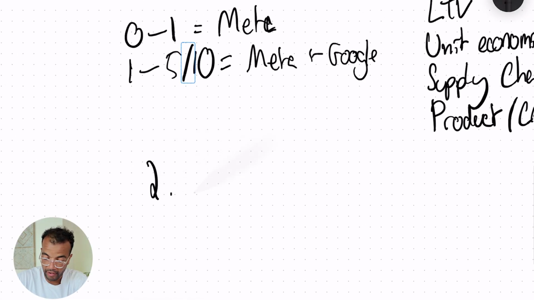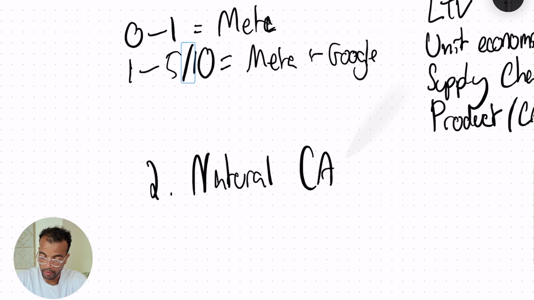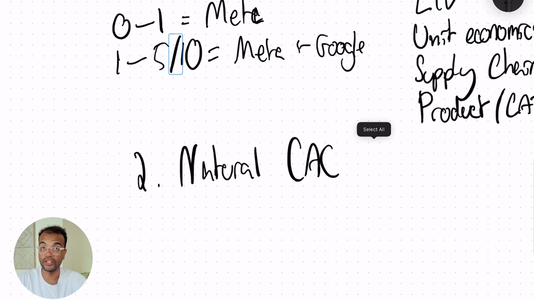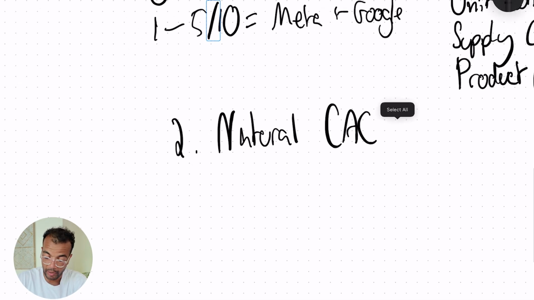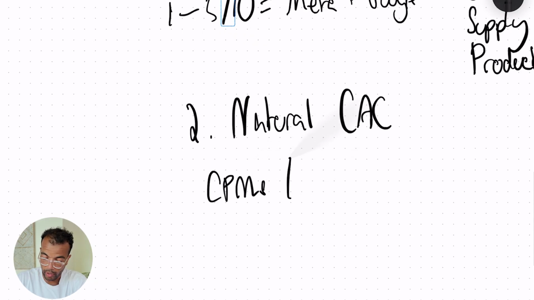The next point is that there is a natural CAC. And I love this term. There is a natural CAC that the platform is going to charge you to advertise on that platform. CPMs, right? CPMs are always going to go up.